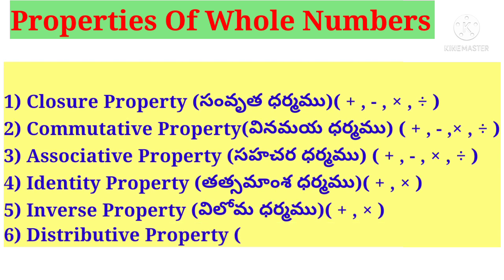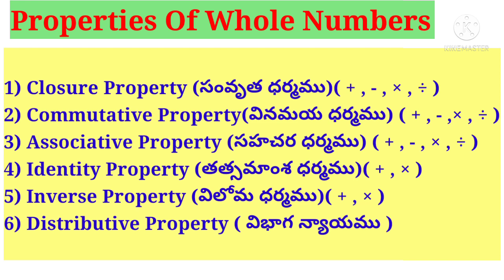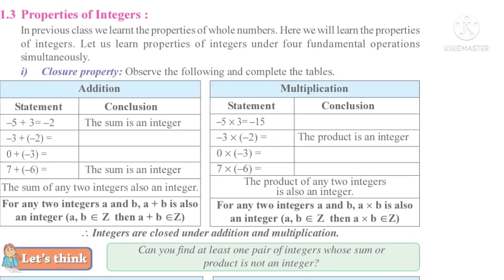Number 4, identity property, Tatsamamsha Dharmamu, in addition and multiplication operations. Number 5, inverse property, Viloma Dharmamu, in addition and multiplication operations. Number 6, distributive property, Vibhaga Nyayamu. Now, let us study in detail these properties in integers. Let us take the first property, closure property.